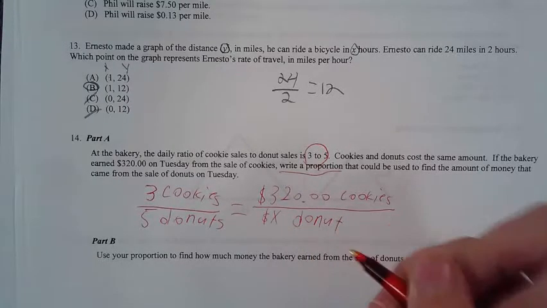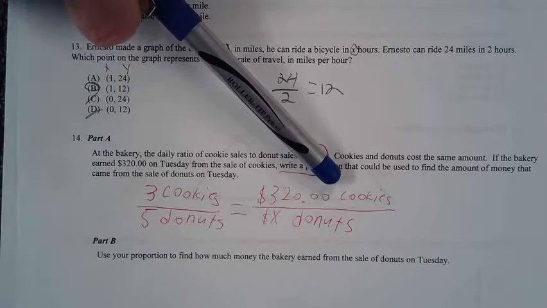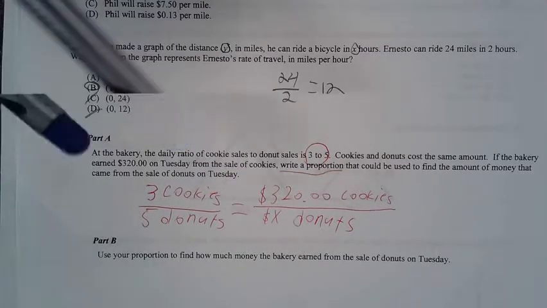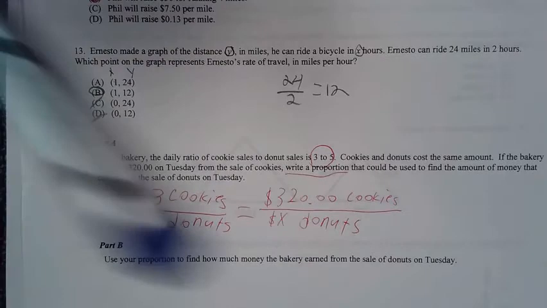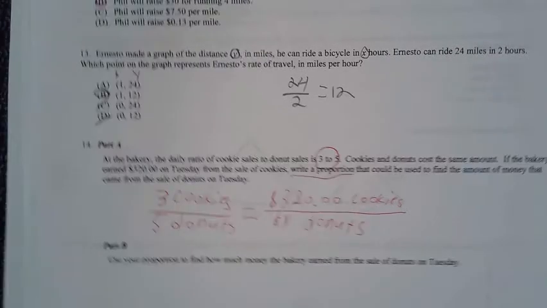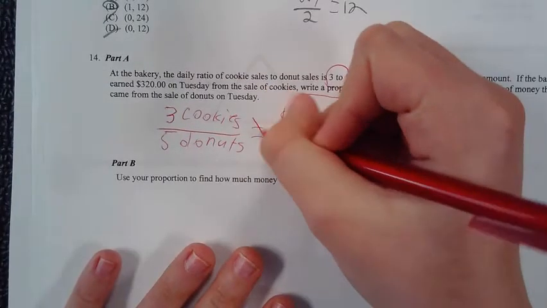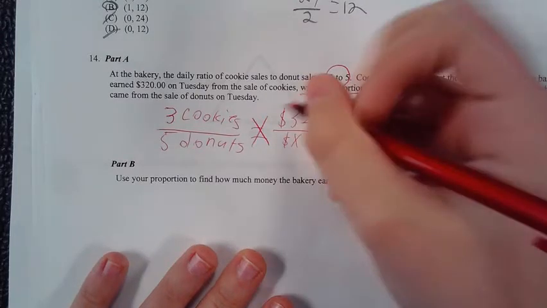This is exactly right. Do we all see, because it's a proportion, our labels have to be the same. So we have cookies, and we still have cookies on top. It just says how many dollars in cookies. Just like on the bottom we have donuts, and over here we have to have donuts. The important part about a proportion is we need to keep our labels the same. And then the next thing you want to do is cross multiply, which would take you down to part B.